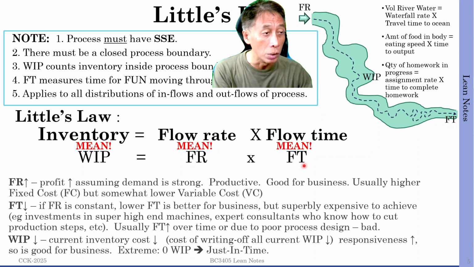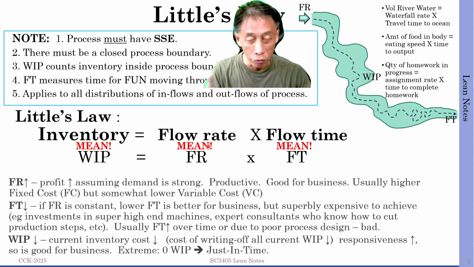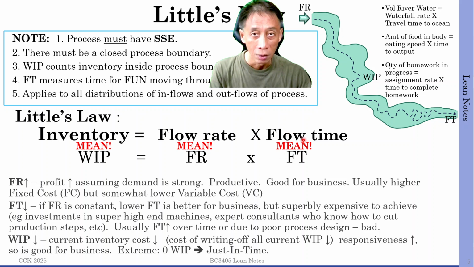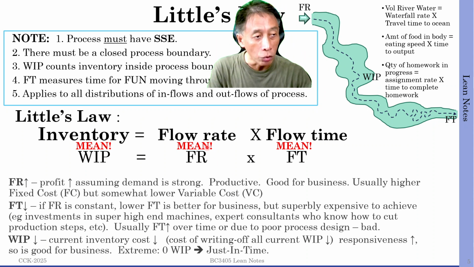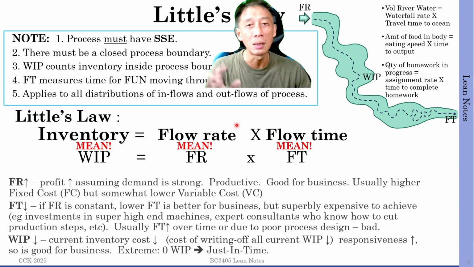So all you do is average them up. Now you have two averages, right? The average speed of travel of the water and the average time it takes for a particular water droplet to go from start to end. Multiply them together, it will be 100 liters per minute times 60 minutes. So that's 6,000 liters of water in the river.